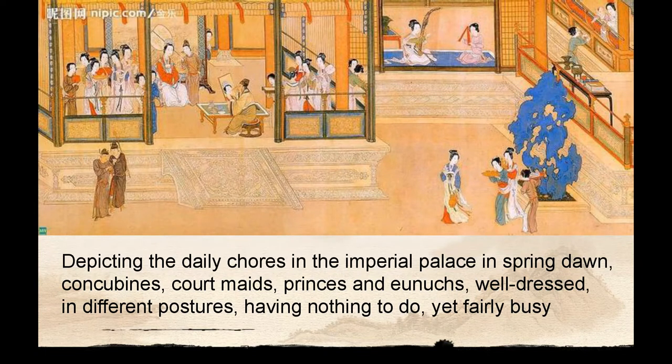The painting depicts the daily chores in the Imperial Palace in spring dawn. Dressing up, watering plants and flowers, feeding pets, dancing, plucking the lute, playing chess, and reading. We can see lively images of concubines, court maids, princes, and eunuchs, well dressed in different postures, having nothing to do, yet fairly busy.